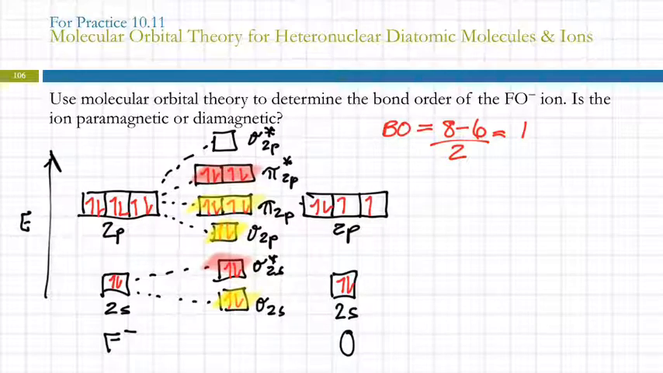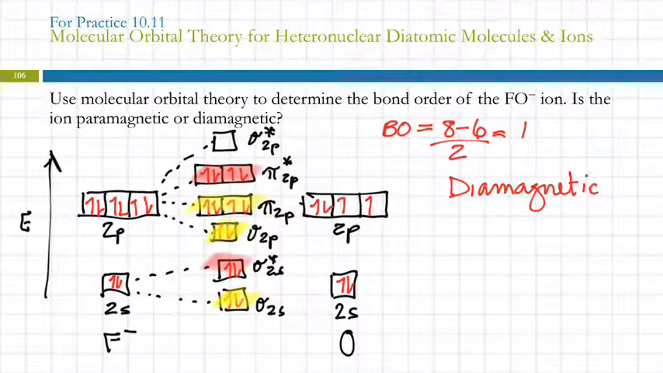So, should this ion exist? Yeah, it's got a positive bond order. This bond should form. Is it paramagnetic or diamagnetic? It's diamagnetic. They're all 2 by 2. Everybody's paired up like the animals on Noah's Ark, right? So this is diamagnetic. I almost wrote paramagnetic. Those two words, good grief, they're hard to keep straight. Any questions?